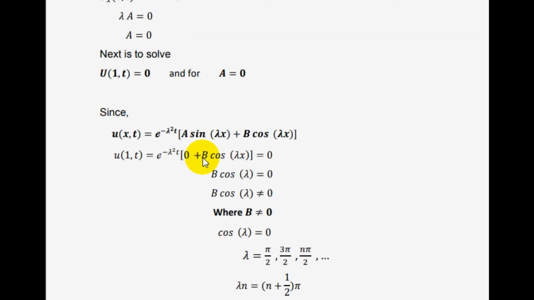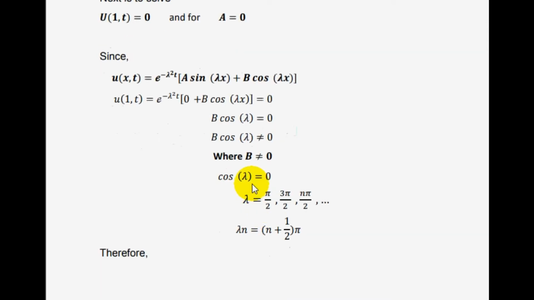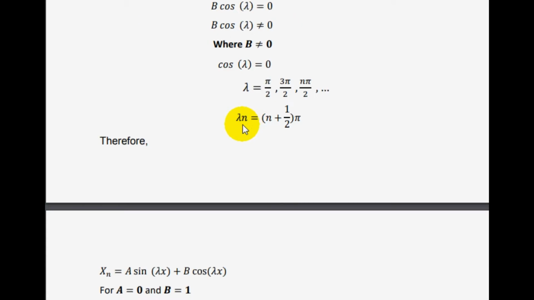Now when you have found A, next we have to find the value of B. Then we will get that lambda_n equals (n plus 1 over 2) pi.